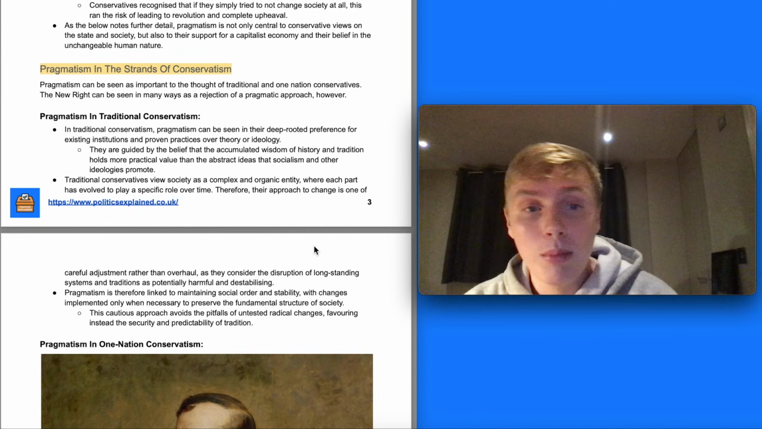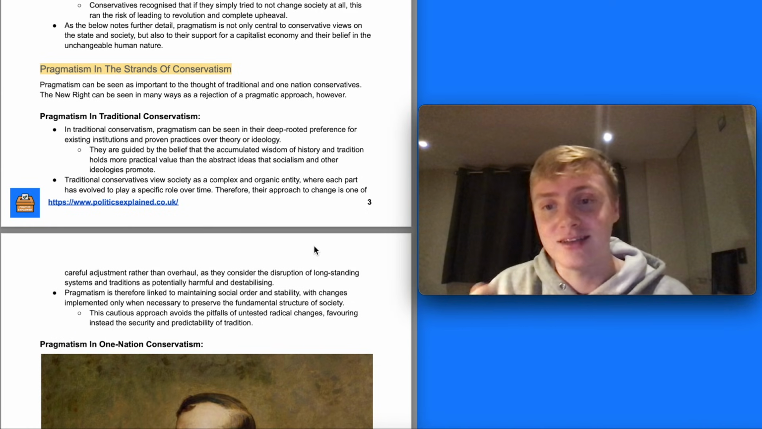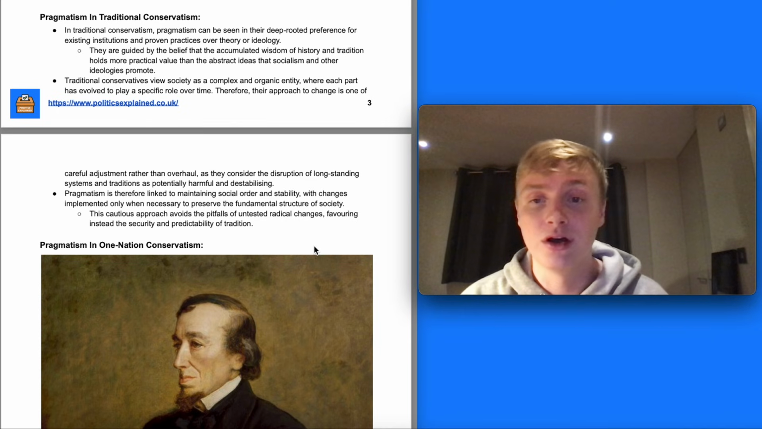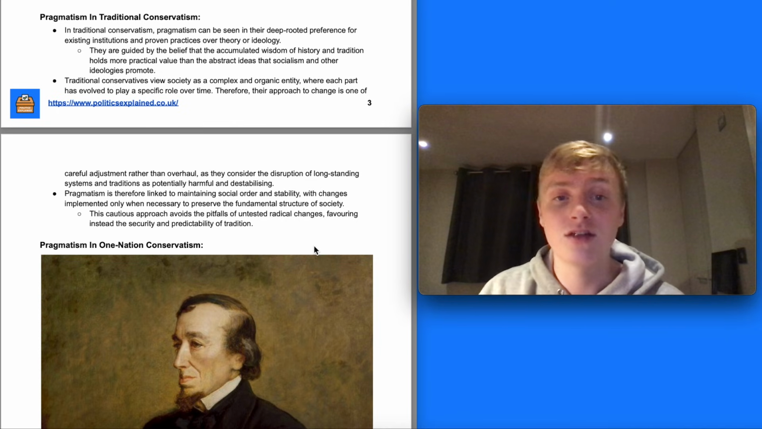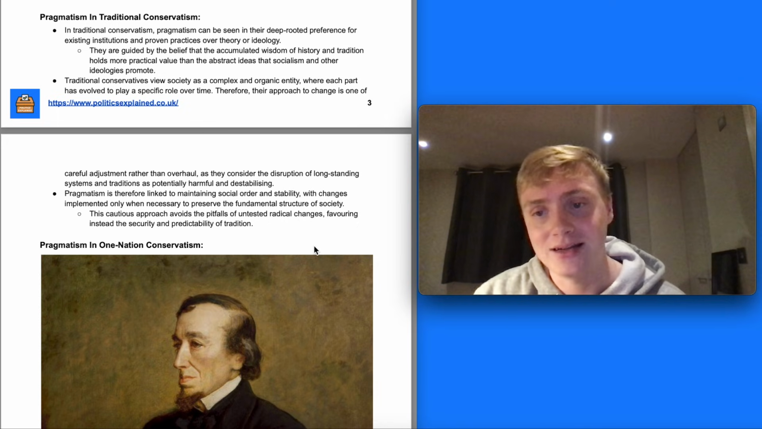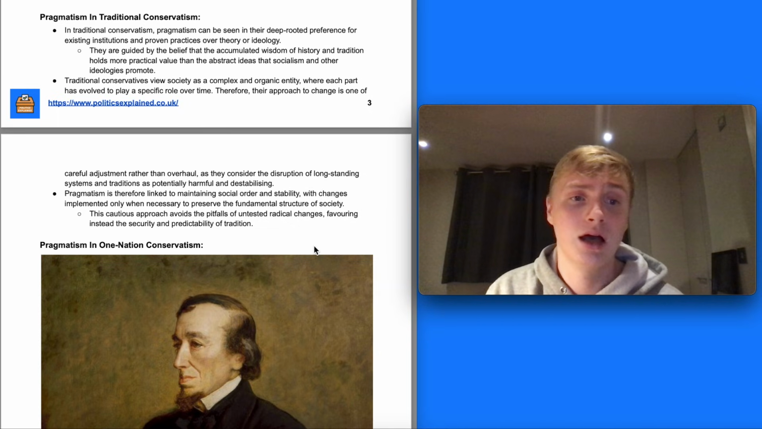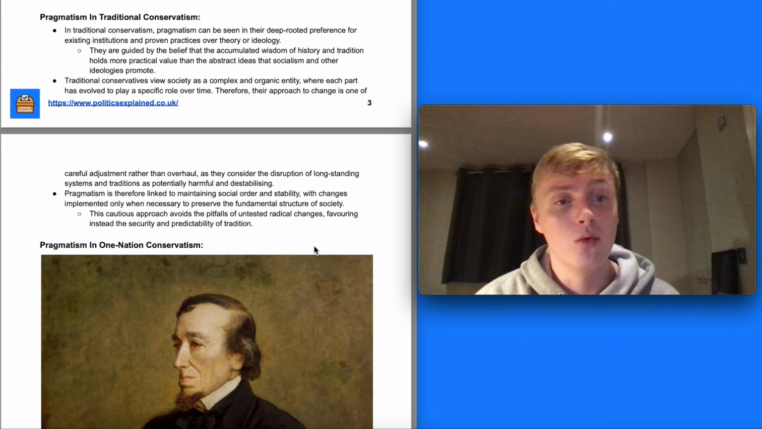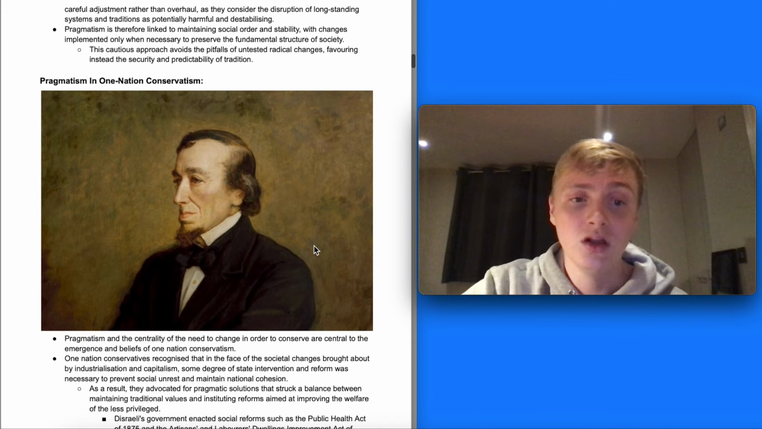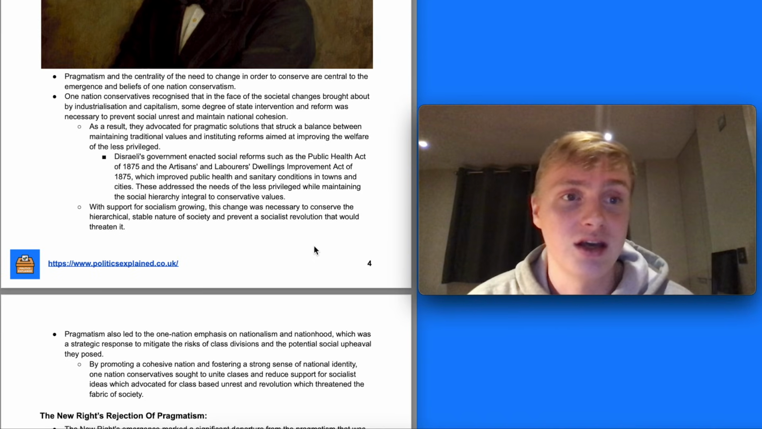They see society as a complex and organic entity, where each part has evolved to play a specific role over time, and it's linked to that idea of organic society. And their approach to change is therefore one of careful adjustment rather than radical overhaul. And they consider the disruption of long-standing systems and traditions as potentially harmful and destabilizing, and think you should be much more pragmatic and listen to tradition as the accumulated wisdom of the past. So therefore, pragmatism is linked to maintaining social order and stability, with changes only made when necessary to preserve the fundamental structure of society. One nation conservatism is where you can really see pragmatism in practice within conservative thought.